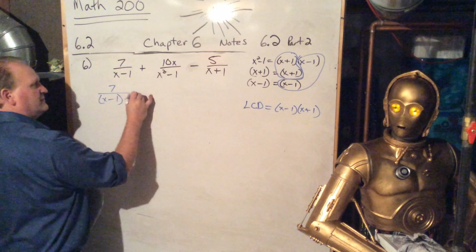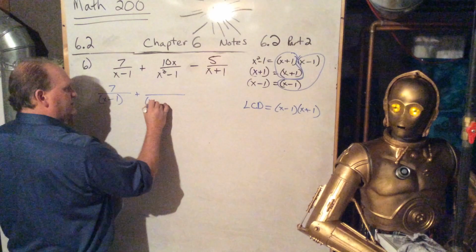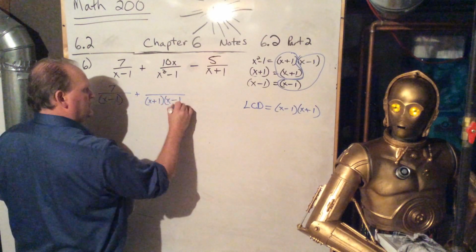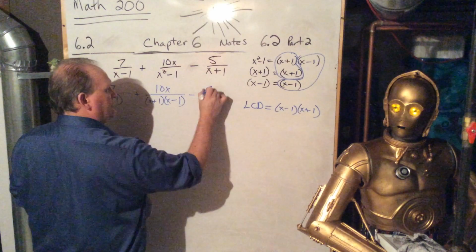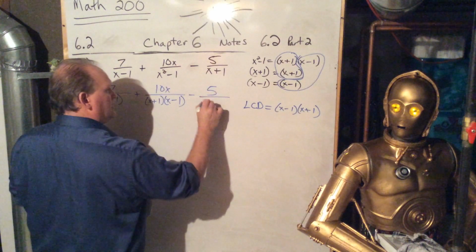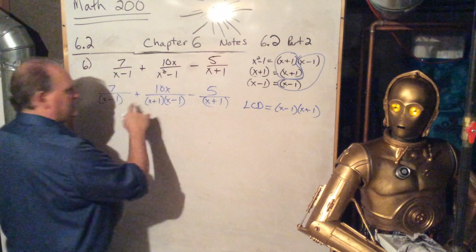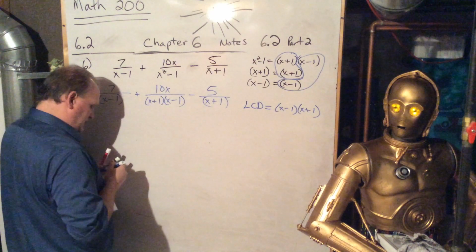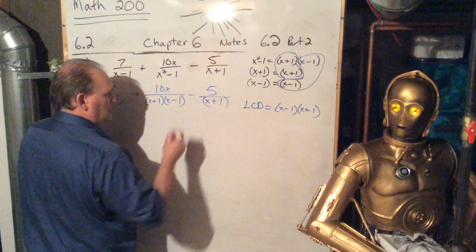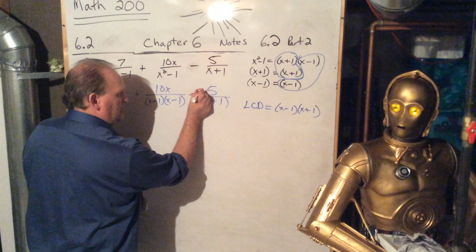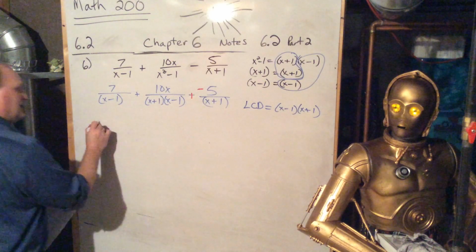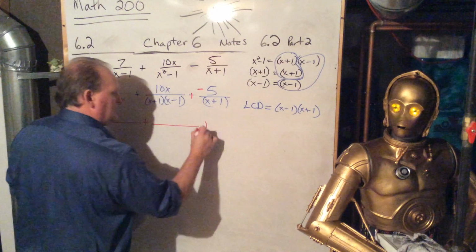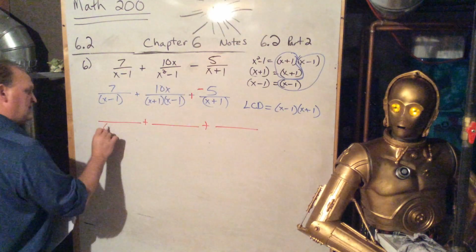So let's rewrite it. Put that guy in parentheses. x plus 1, x minus 1. 10x minus 5 over x plus 1. And let's rewrite this just so we don't make any mistakes here. It's been a long day, plus a negative. So there's a negative on the 5, just so we don't forget. So we want this, this, and this to have this as my LCD.